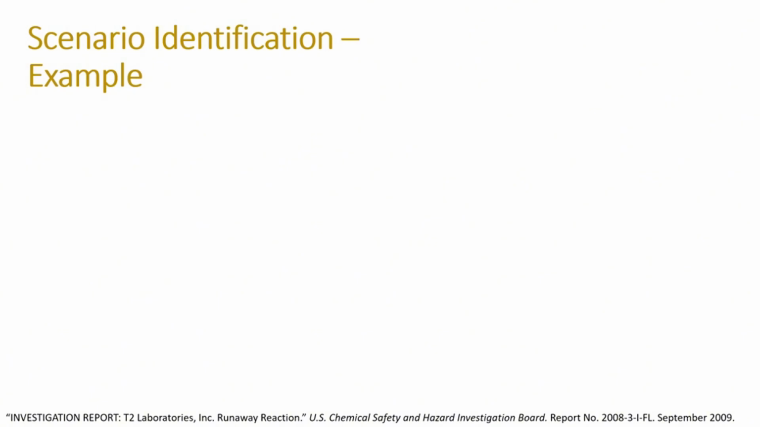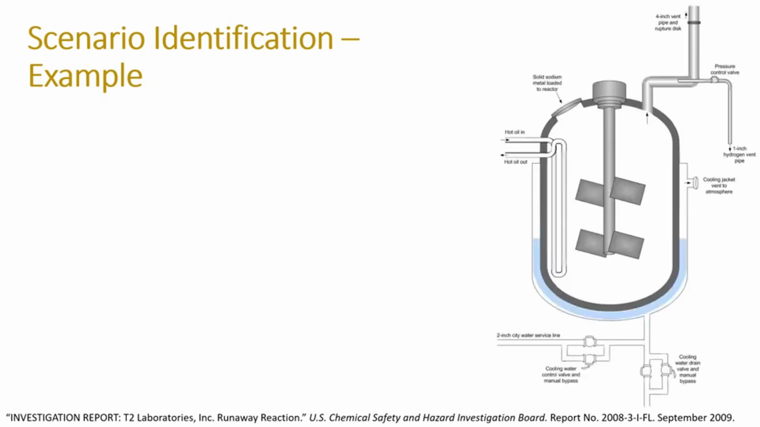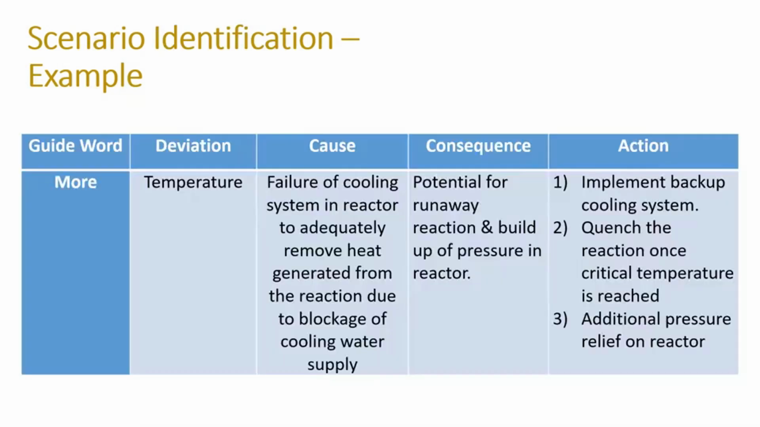Working towards identifying the worst credible scenario, one needs a scenario identification tool. An example of such a tool is HAZOP, or Hazard and Operability Study, which was taught in the first course of the Process Safety Specialization here on Coursera. So an example of that, we'll look at the reactor in the T2 laboratory incident. And for a HAZOP, we want to ask for each guideword deviation pair, what could cause that deviation, what would be the consequence, and what are particular actions to be taken.